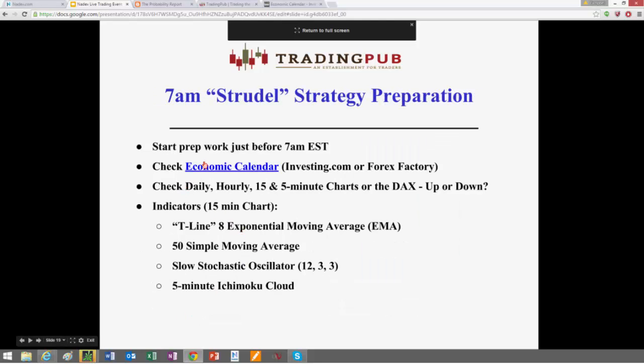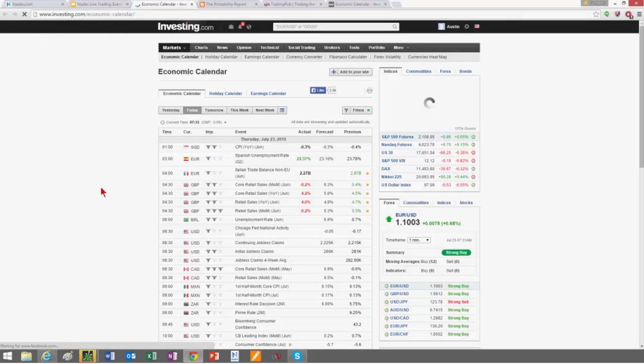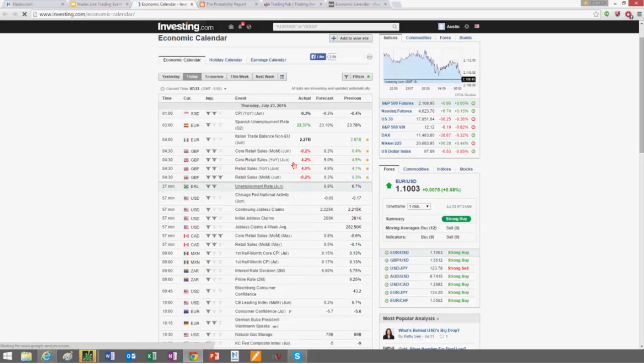What I do in prepping for this particular event is I always start out by checking the economic calendar. You can use Forex Factory or whatever. I like investing.com. There was some economic news out of the UK that prompted me to put on my little spread sell on the pound dollar.